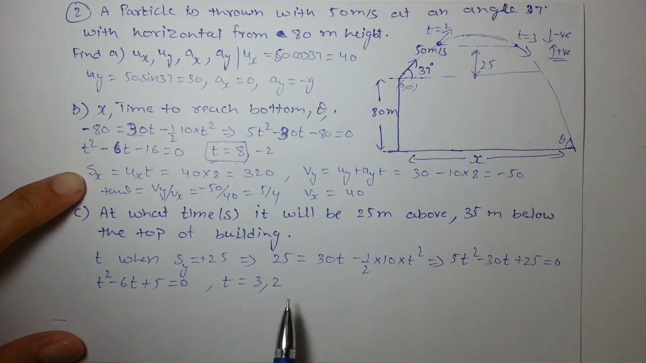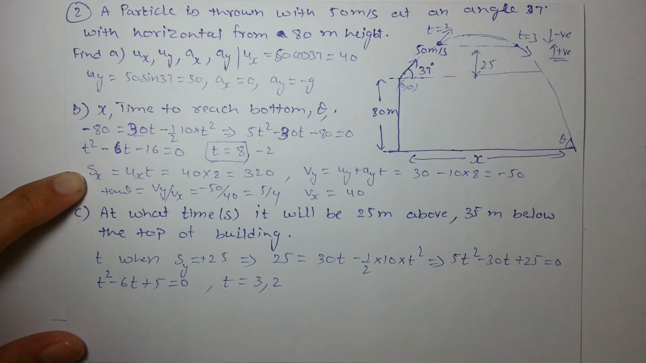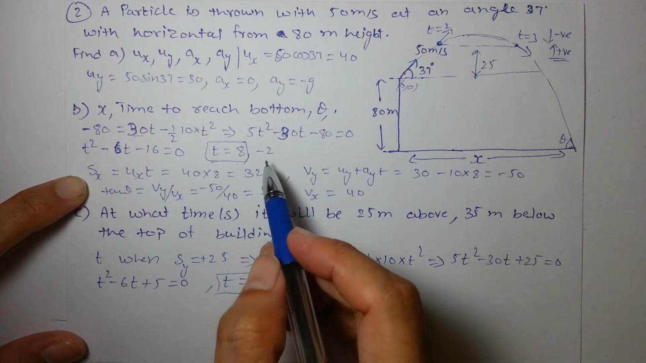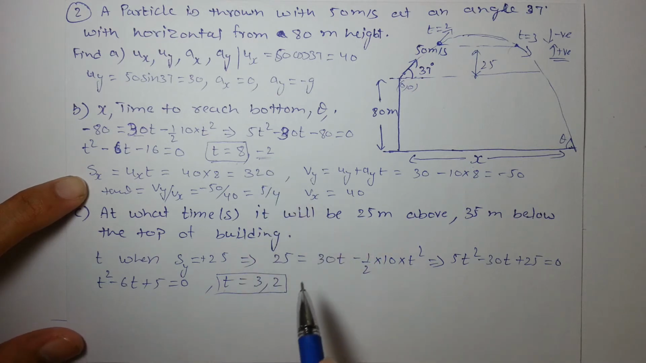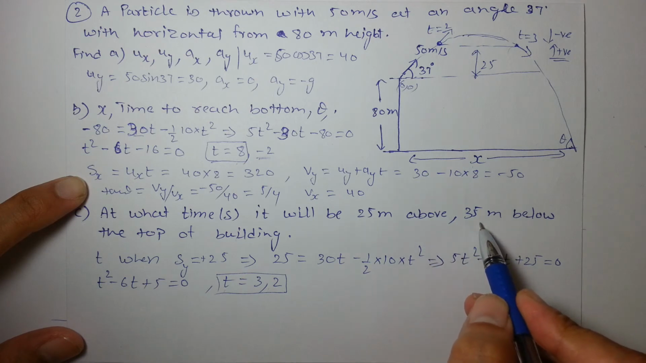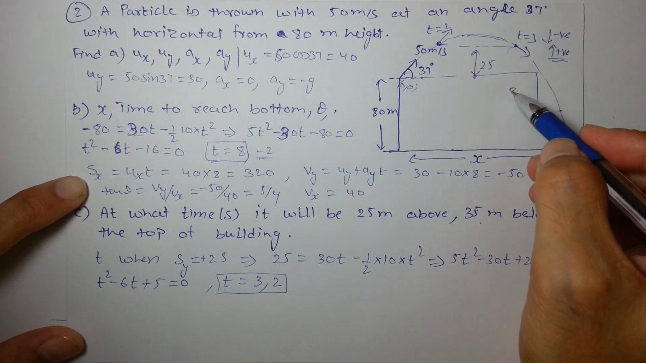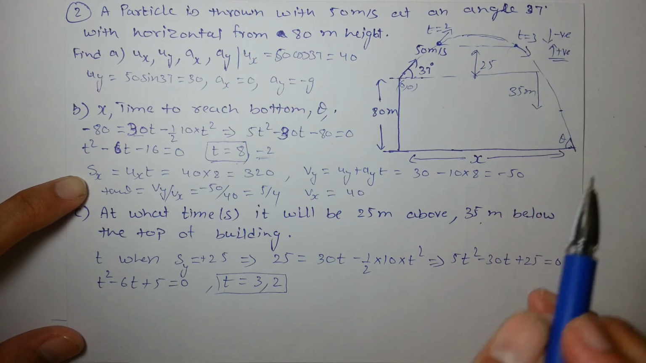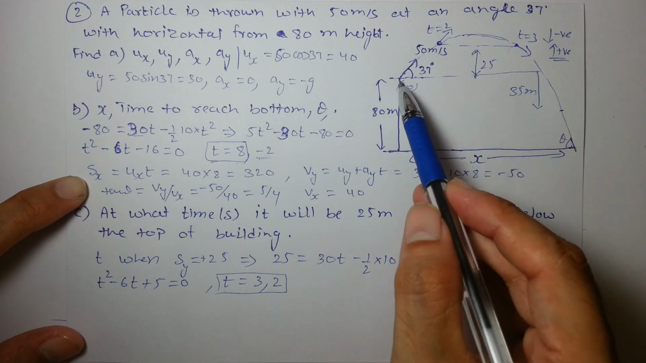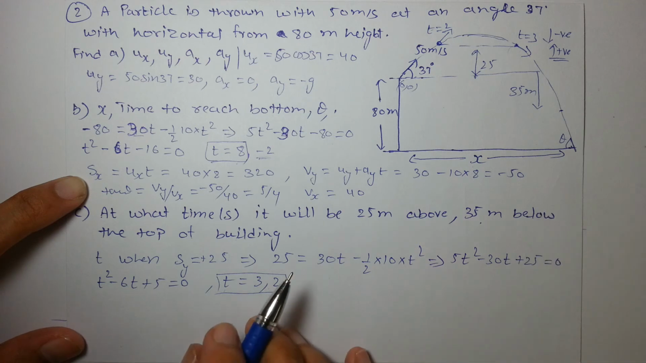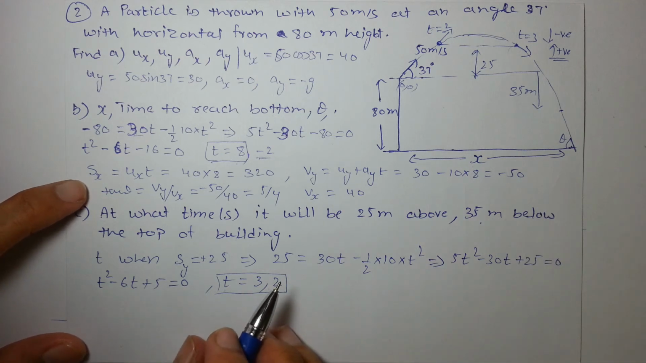Whenever two positive time instants come, both must be the solutions. The situation is taking place for the two times. But you can neglect the negative time. And when the displacement is 35 meter below, as it is thrown from here, it will be 35 meter below only once, so only one time should come positive.